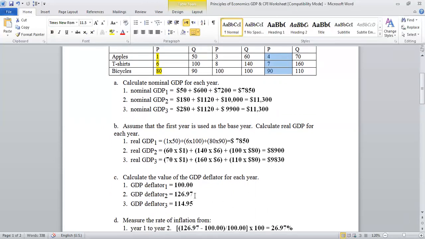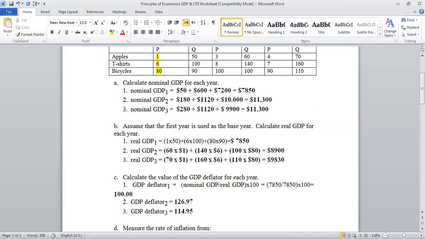Now question C, we need to calculate the GDP deflator for each year. How do you calculate the GDP deflator? It's equal to the nominal GDP divided by the real GDP times 100. So in this case, for year 1, your nominal GDP for year 1 is 7,850 divided by the real GDP for year 1, which is also 7,850, multiplied by 100. Your answer is 100.